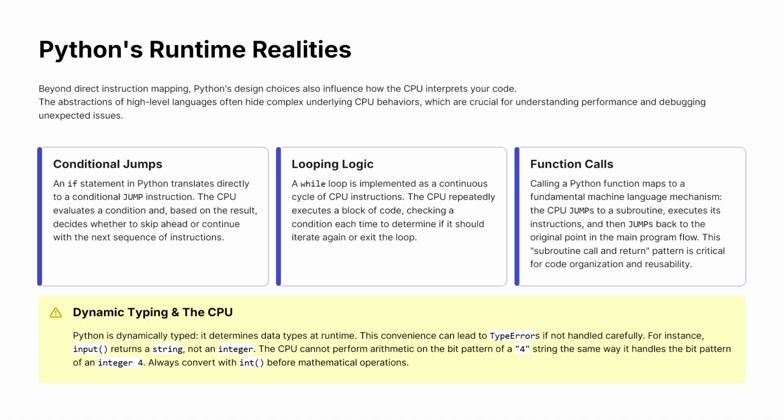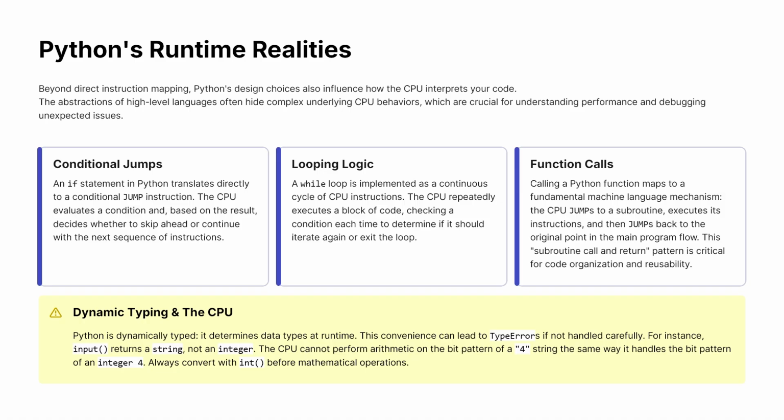A while loop is the CPU executing the same sequence of instructions over and over, checking a condition each time to decide whether to go around again. And functions? Those map to a mechanism in machine language where the CPU can jump to a sequence of instructions, execute them, and then jump back to where it came from. That jump to a subroutine and return pattern is fundamental to how all programming languages work.